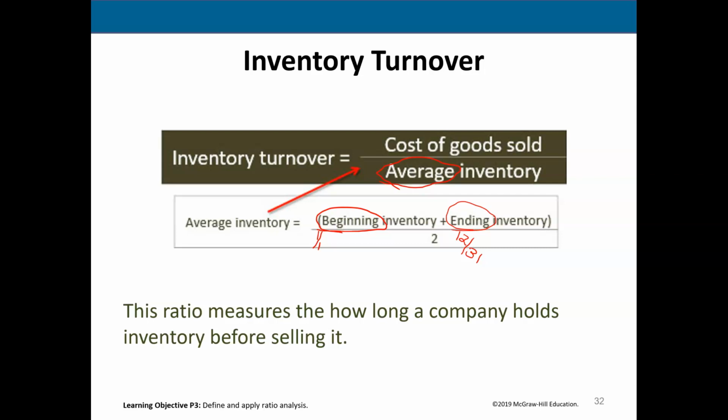This is one where you actually want a lower number. You don't want to hold inventory a long time because then you have a higher chance of shrinkage, where it grows legs and walks away. You have a higher chance of it being broken or outdated, or code dates, fashion. It's not the season for it. So you want a lower number because you don't want to hold it very long. You want to sell it quickly.